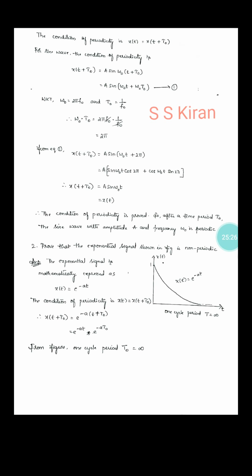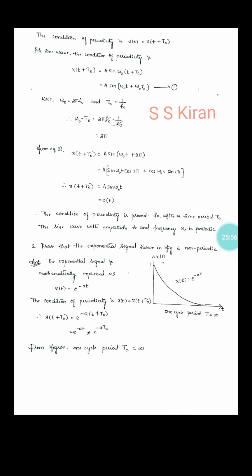This 2 pi is 360 degrees, so it is A sin (360 degrees plus omega naught t), which simply gives sin omega naught t. Or you can use sin(A plus B) equals sin A cos B plus cos A sin B. Finally you get x(t). That is why it is called periodic; periodicity is proved.